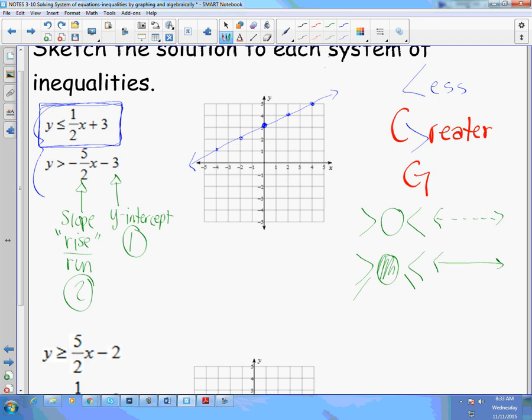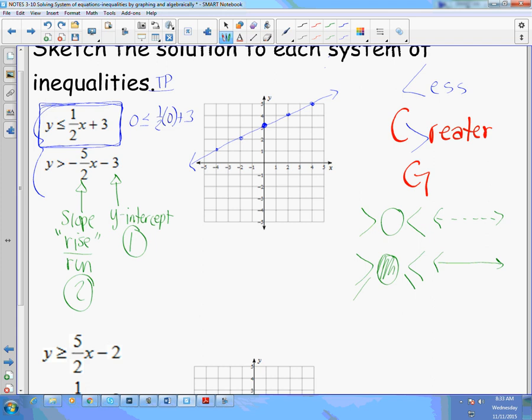Before you add open circles and shaded circles, now I have to figure out where to shade. We do that by doing a test point. The easiest test point is (0, 0). So over here, I'm going to plug in (0, 0) and determine if this point is true or false. So y is 0, plug it in: 0 is less than or equal to 1/2 times 0 plus 3. As long as (0, 0) is not on your line, or close to the line, I would use it.